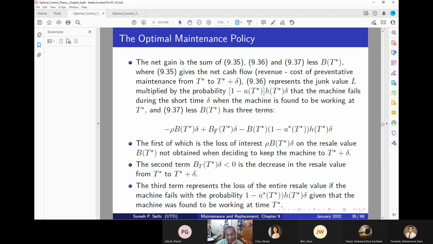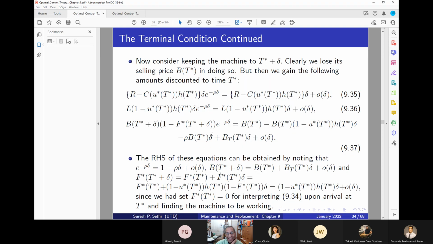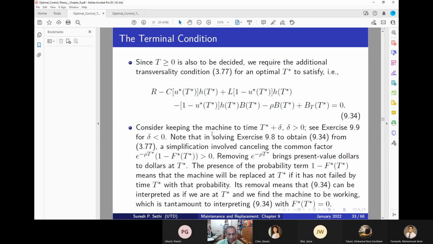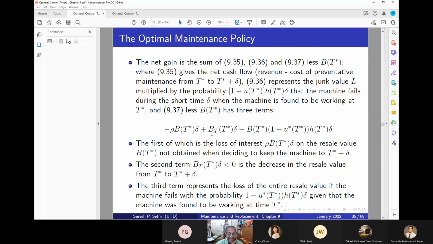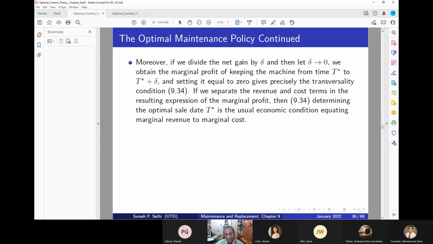If you do all this together, 9.36, 9.37, 9.37 minus BT star, you put it all together, you get exactly 9.34. No, well, the delta has to go to 0. So I'm sorry, I missed one term. So if you put all of this together, that's the net gain. If you keep the machine delta and then let delta go to 0, you get the marginal profit of keeping the machine from T star to T star plus delta, and that has to be equal to 0.